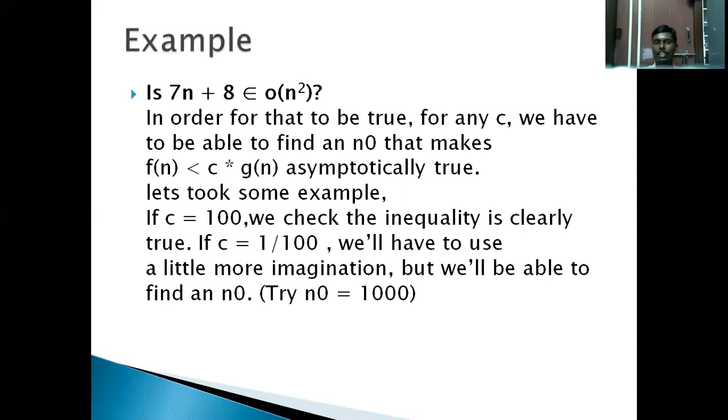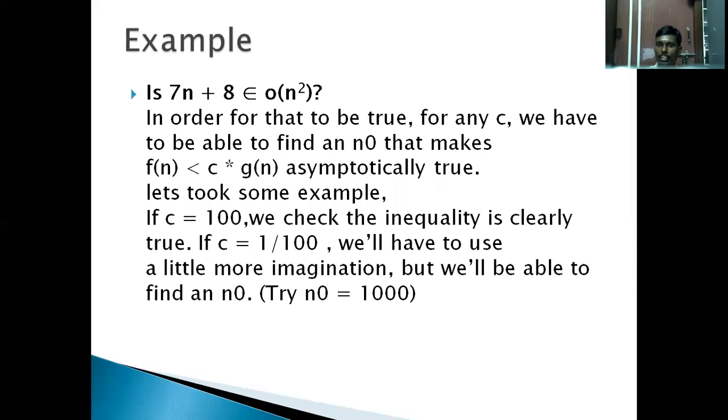So I want to explain this example clearly. 7n plus 8 is a statement. By executing this statement, will the time complexity be order of n square or not? This is the question given to us. By using this little o notation, we want to say whether this assumption is correct or not. In order for that to be true or false, for any c, which is a variable, we have to assume that c should be greater than or equal to 0.